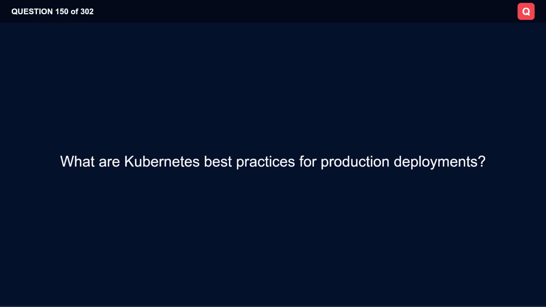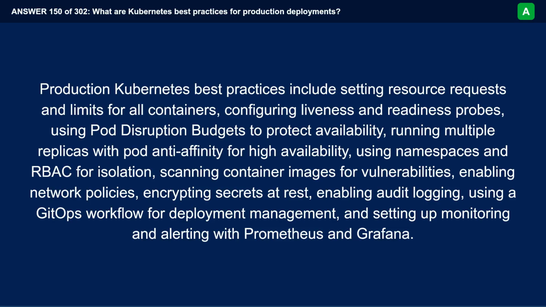What are Kubernetes best practices for production deployments? Production Kubernetes best practices include setting resource requests and limits for all containers, configuring liveness and readiness probes, using pod disruption budgets to protect availability, running multiple replicas with pod anti-affinity for high availability, using namespaces and RBAC for isolation, scanning container images for vulnerabilities, enabling network policies, encrypting secrets at rest, enabling audit logging, using a GitOps workflow for deployment management, and setting up monitoring and alerting with Prometheus and Grafana.